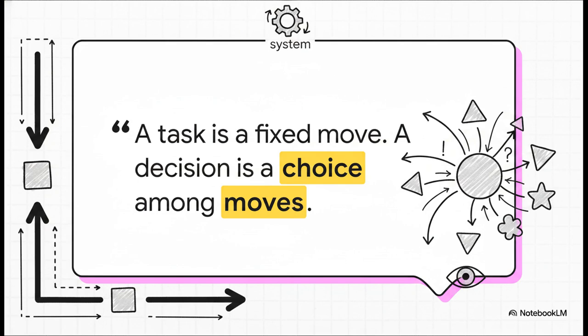A task is super simple. Read this, copy that, send an email. But a decision means the system first has to ask itself, okay, what is happening right now? What actually matters here? And what should happen next? It's not just executing anymore, it's interpreting.